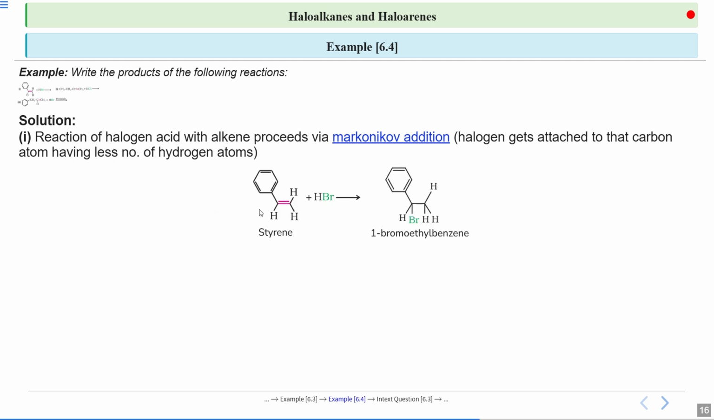So you have this reactant styrene. The name is styrene. It is reacting with the halogen acid, hydrogen bromide. This negative part, that is bromine, will attach to the double bonded carbon having a lesser number of hydrogen. So these are the two carbons between which the double bond is making. This carbon has two hydrogen, this carbon has only one hydrogen. So the bromine will replace this hydrogen and bond with this carbon, and you will get 1-bromoethyl benzene as your major product in this reaction.